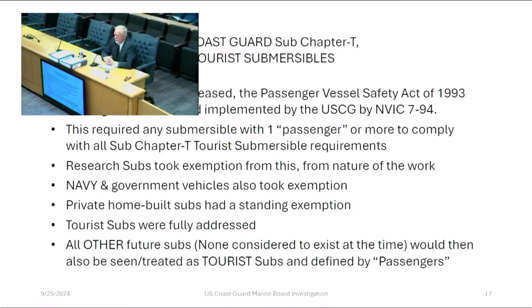Tourist subs were fully addressed, rightly so. The code works. All other future submarines, none considered to exist at the time, would then also be seen and treated as tourist subs as defined by passengers. And that created a problem. Next slide.